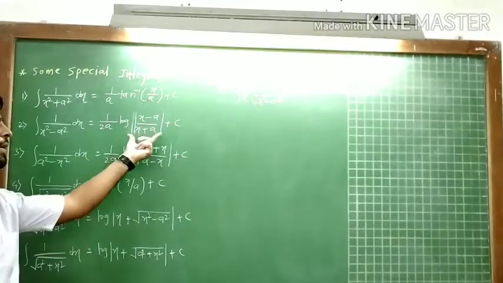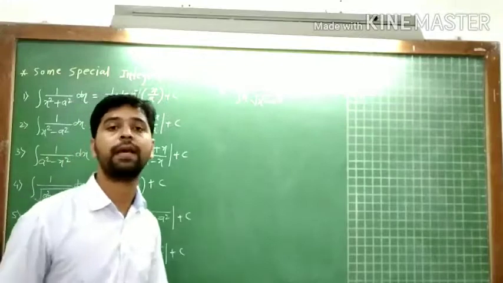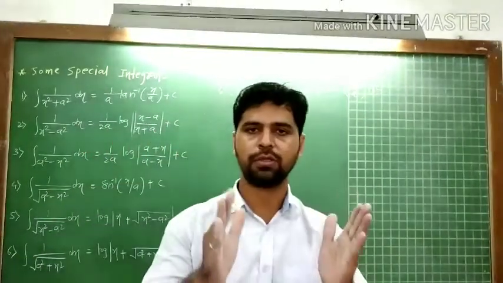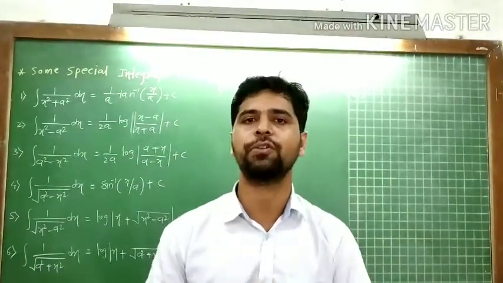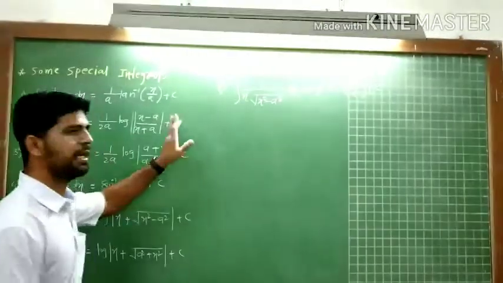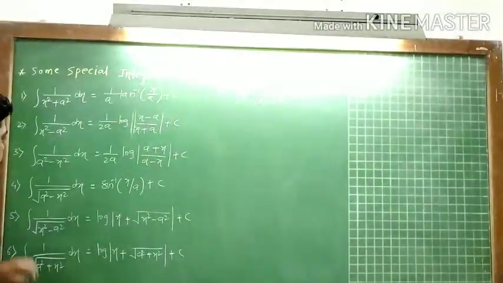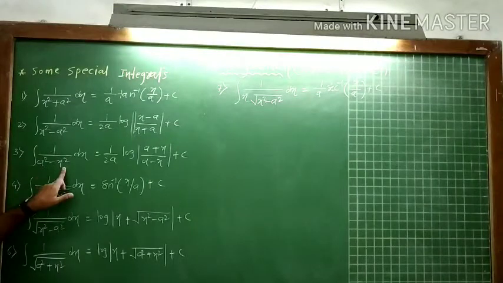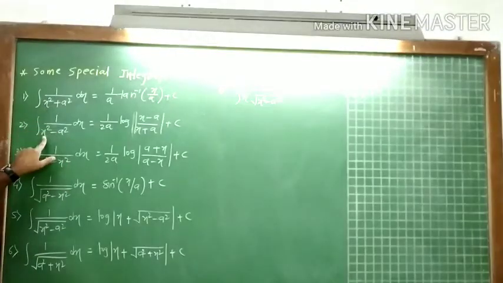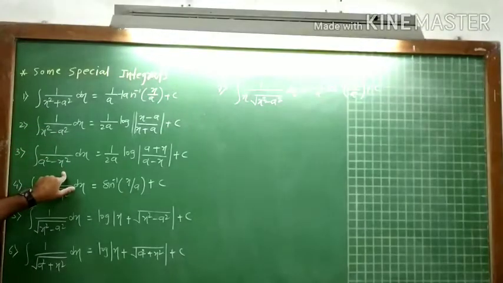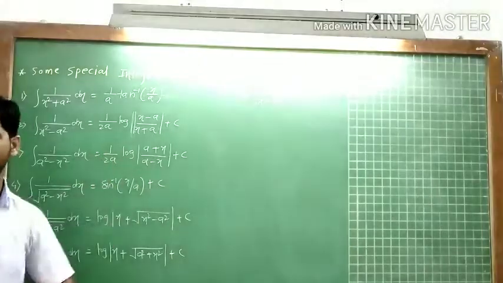Here I have written x minus a and x plus a inside the modulus sign because the log of a negative value does not exist. Okay, plus c, every time you have to write the c. Then a square minus x square. In these two, x square was positive, but here x square is negative. So obviously the integration will also change.